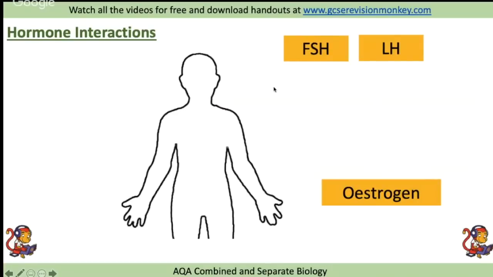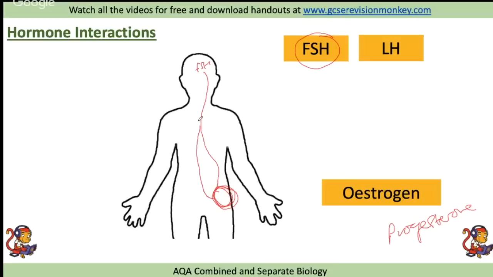Hormone interactions, again, higher tier only. So the hormones we said at the top were FSH and LH, and at the bottom we had estrogen and progesterone. Now we're going to talk starting at FSH. FSH is produced in the pituitary gland. It travels in the blood to the ovaries. And what it does is it stimulates the ovaries to start making estrogen, as well as obviously causing the egg to mature. So it stimulates the ovaries to make estrogen.